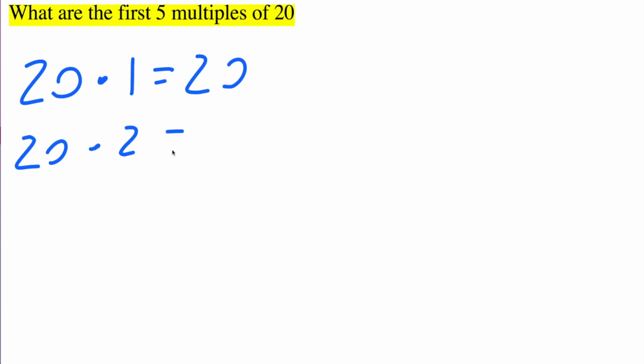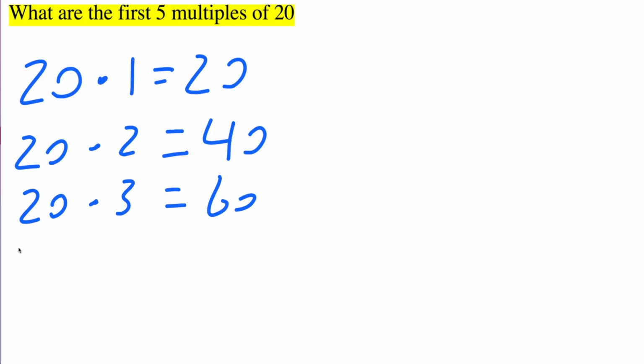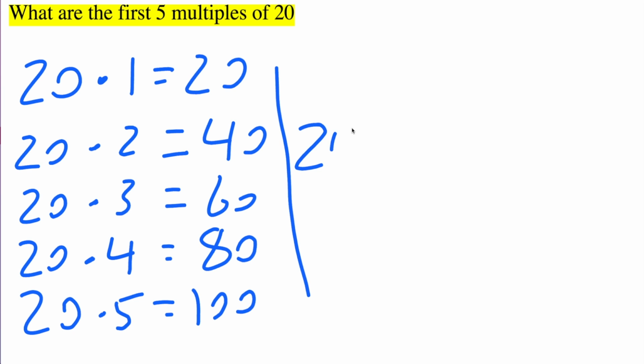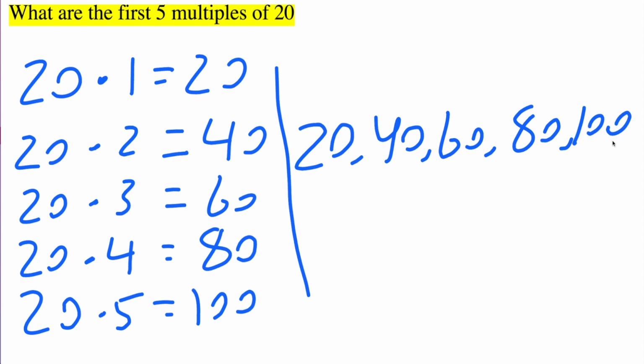So the first one, 20 times 1, we get 20. Then 20 times 2, we get 40. And then 20 times 3 is 60. 20 times 4, we get 80. And lastly, 20 times 5 is 100. And so the multiples will be 20, 40, 60, 80, and 100. And these are the first 5.